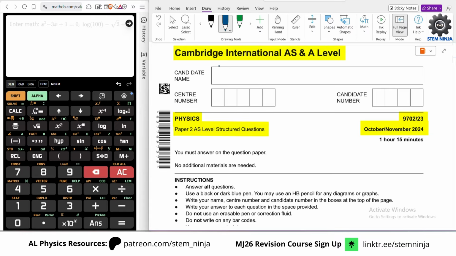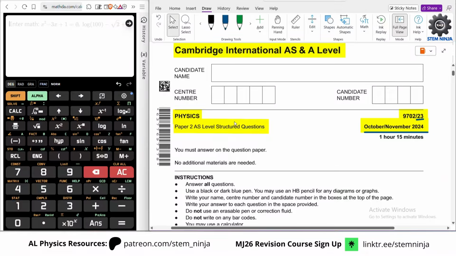Today we're going to talk about the physics past paper 2 variant 2-3 from the October-November 2024 series. So let's get into the paper.